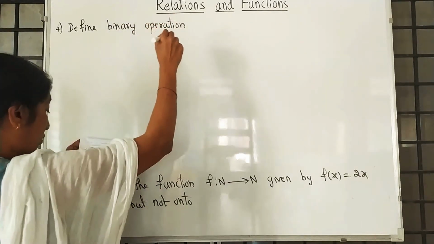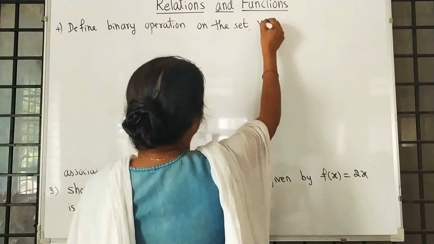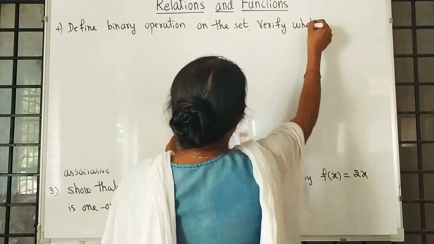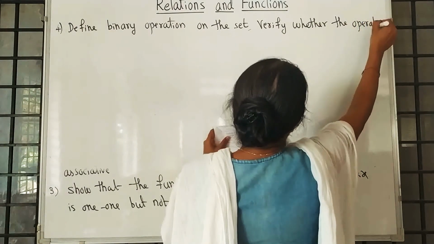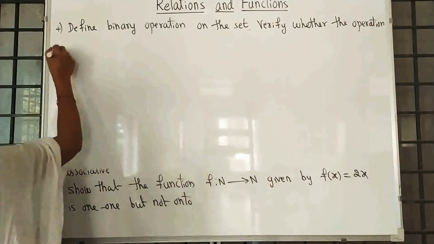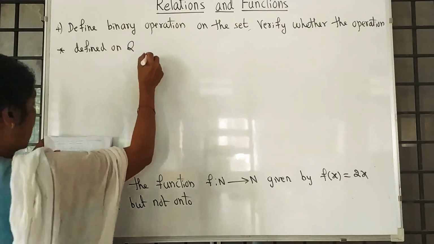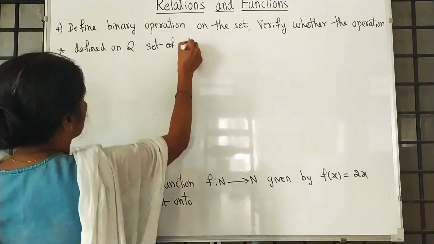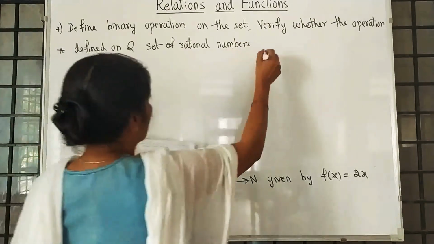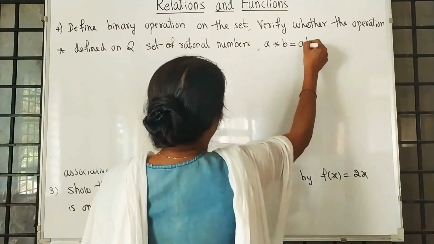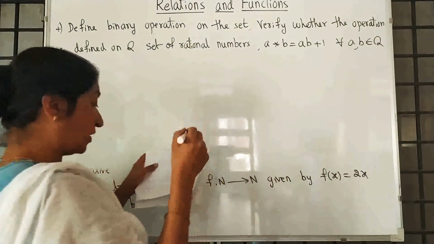Define binary operation on the set. Verify whether the operation star defined on Q, set of rational numbers, A star B is equal to AB plus 1 for all A comma B belongs to Q is a binary operation.